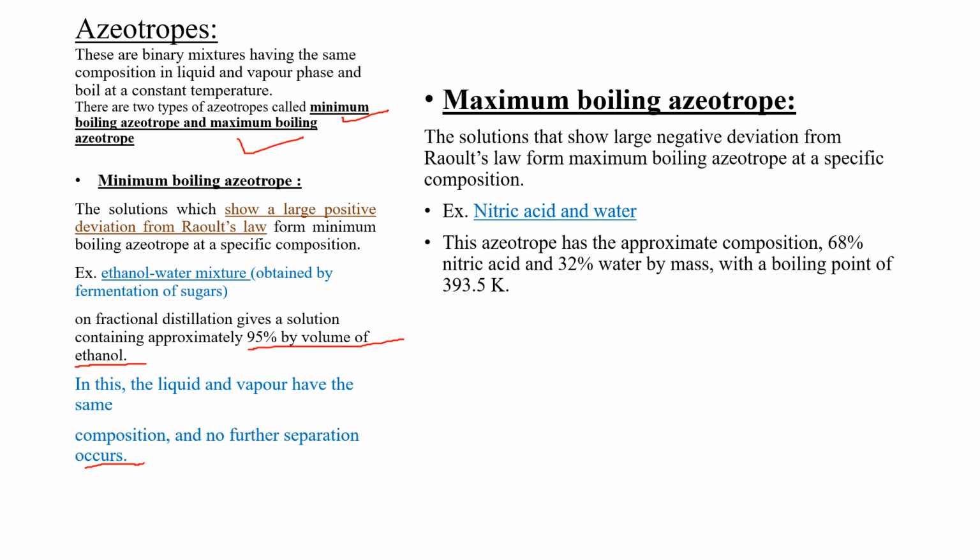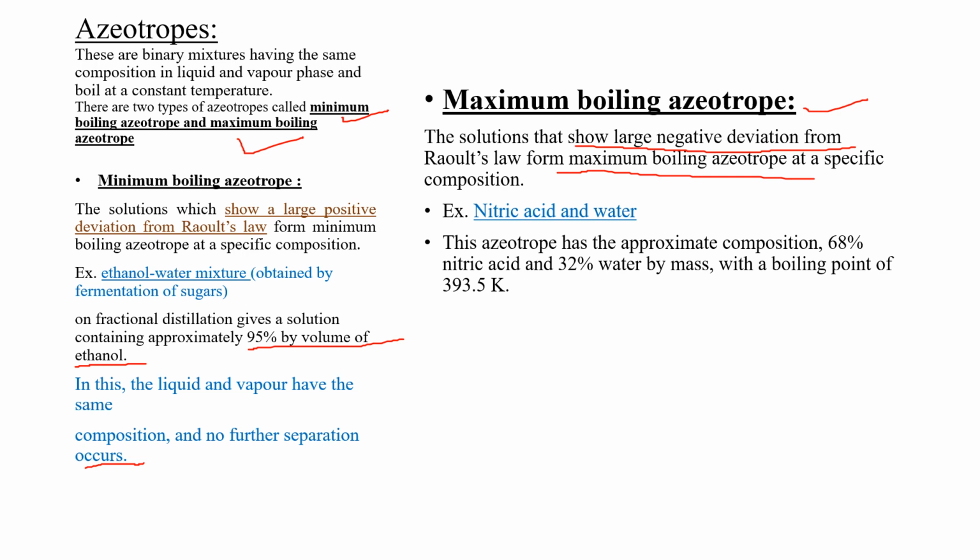Now come to the next, that is maximum boiling azeotrope. Maximum boiling azeotropes are the solutions that show large negative deviation from Raoult's law. An example for this is nitric acid and water. HNO3 plus water shows negative deviation from Raoult's law, so it is a maximum boiling azeotrope.